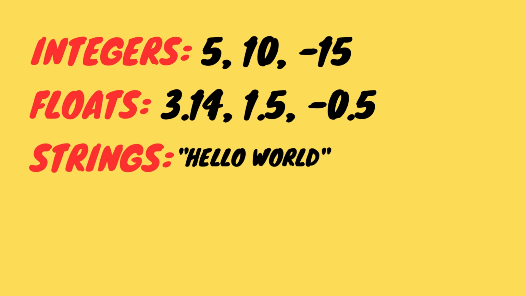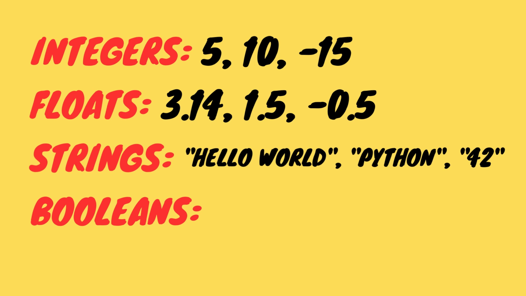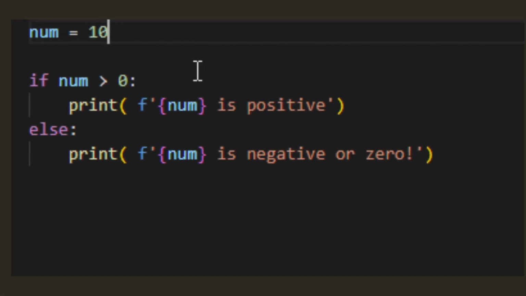For example, "hello, world", "Python", or "42". Booleans are values that can only be true or false. They're often used in conditional statements to control program flow. Here's an example of a simple conditional statement.